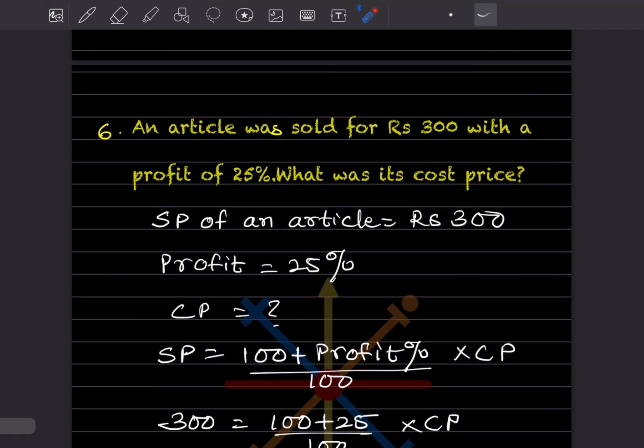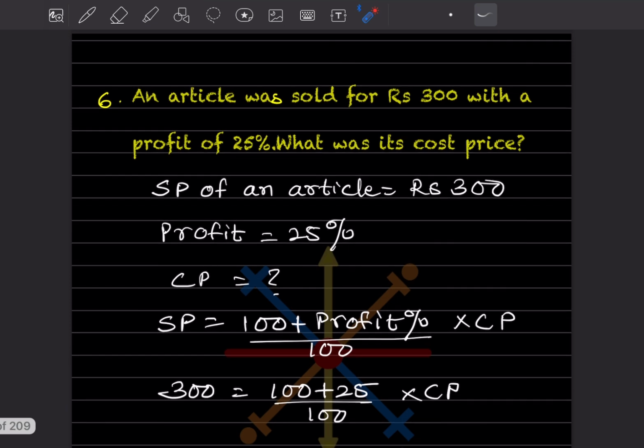An article was sold for rupees 300 with a profit of 25%. What is its cost price? Again here we write the selling price of the article, which is given as 300. The profit is 25%, and the cost price is a question mark. We can use the same formula: selling price is (100 plus profit percentage) divided by 100 into cost price. This formula you have to learn, because we know the profit percentage and the selling price, so we can find out the cost price.